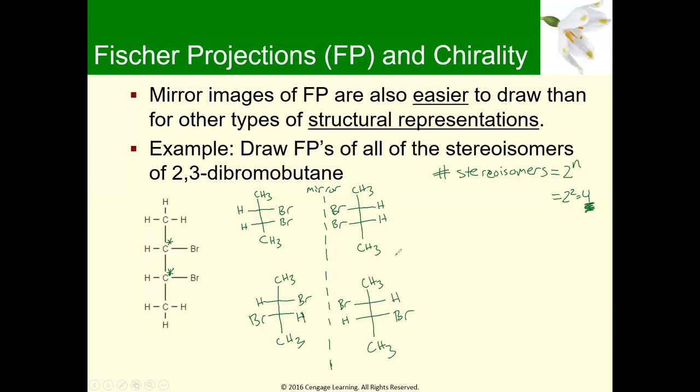So you can see that that was pretty quick because, well, all I had to do was take the Fischer projection that I had, and I switched the arrangements on one of the chiral centers. I just flipped them, right? So it's kind of easier to come up with the different diastereomers when you're dealing with Fischer projections. That's just another one of the advantages for this technique of drawing organic compounds, particularly ones that are chiral.